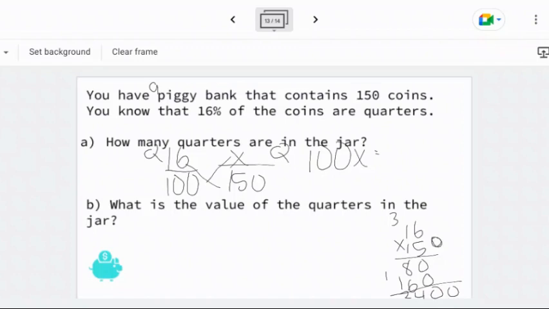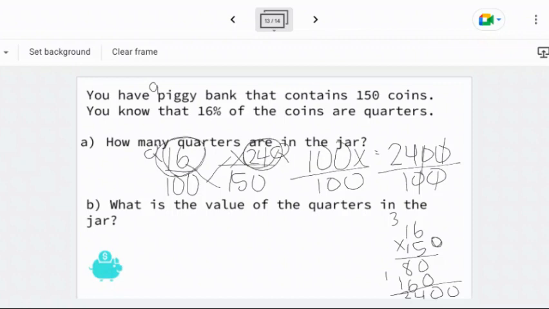So 2,400. So we divide by 100. We divide by 100. We get to cancel. 24 over 1. 24. So how many quarters are there? 24 quarters, because 16% is not very high percentage, and 24 out of 150. So that seems reasonable. Now, what's the value of the quarters in the jar?